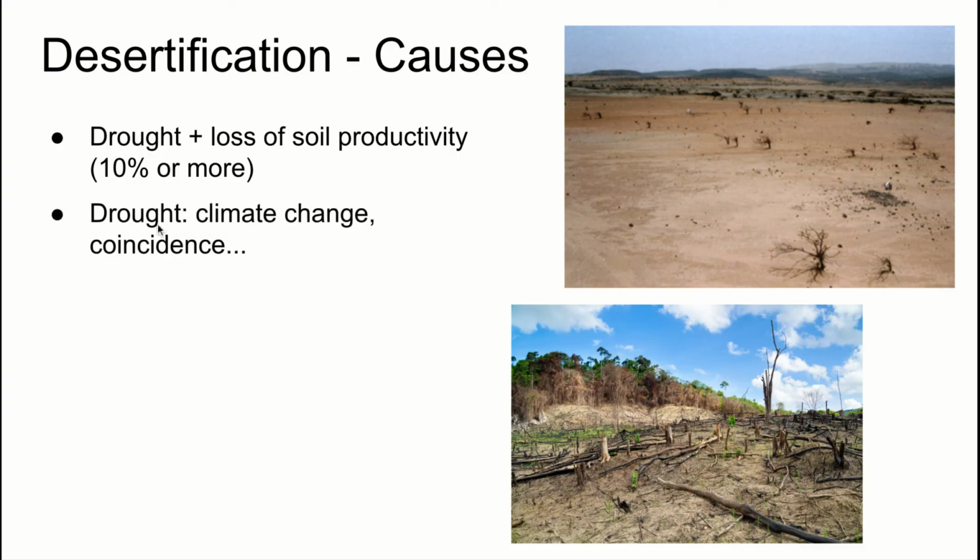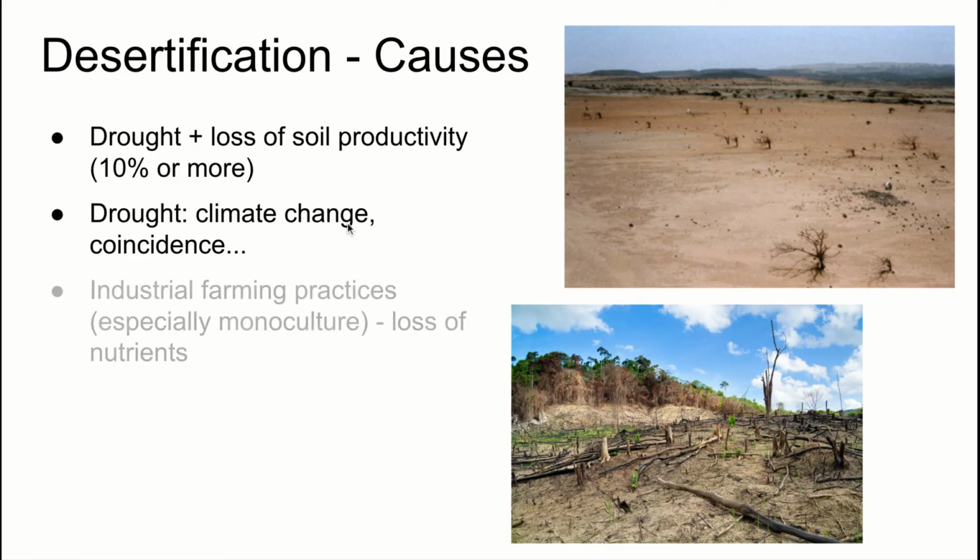So what's causing the drought here? It could be climate change. It could be just coincidence and natural fluctuation of climate cycles. Climate change is increasing the length of droughts that we see, and is increasing their intensity. So climate change is a major driver of droughts worldwide right now.